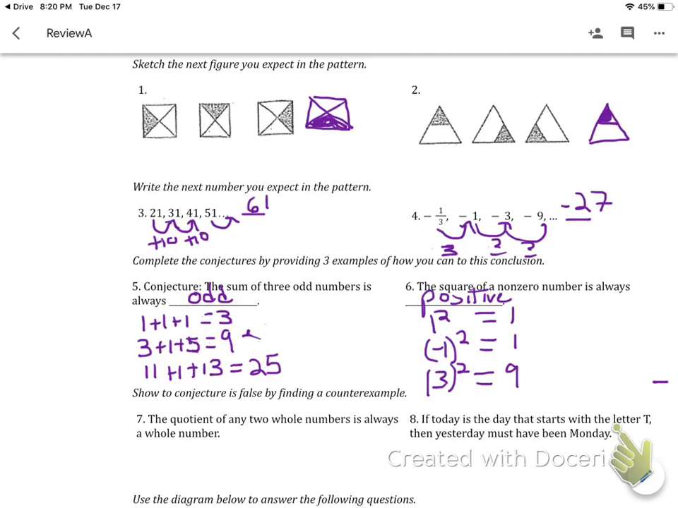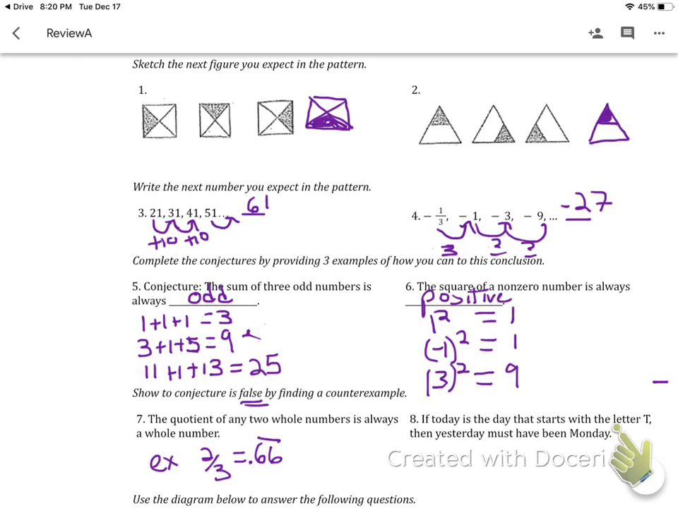So show that the conjecture is false by finding a counterexample. So it already tells you that it's false. Make sure you're reading it. And then we want to find a counterexample. The quotient of any 2 whole numbers is always a whole number. So 2 whole numbers, quotient's division. So a good counterexample would be 2 divided by 3. It's not going to be a whole number. It ends up being 0.6 repeating.